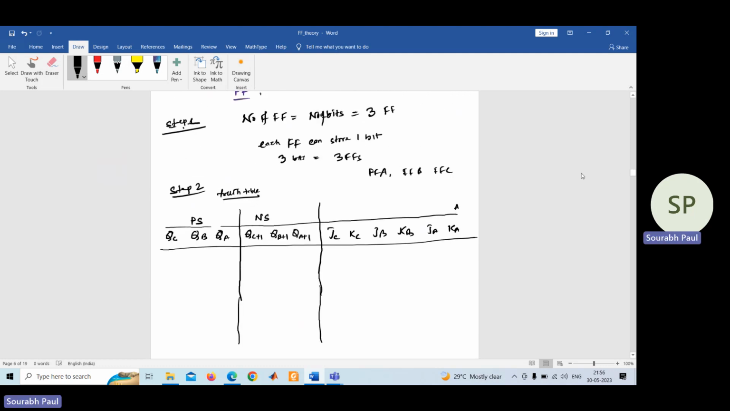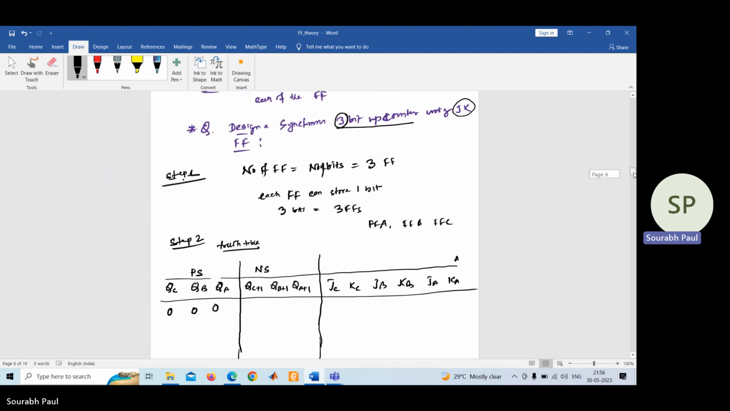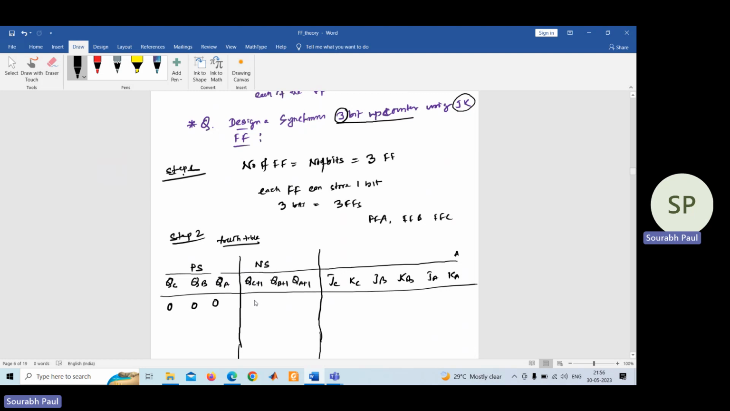As it is a 3-bit up counter, let me write down 3-bit. If your present state is 0, 0, 0, and as it is an up counter, what will be the next value? The next value is 0, 0, 1. How am I doing this? As it is a 3-bit up counter, you need to understand what values it will count.